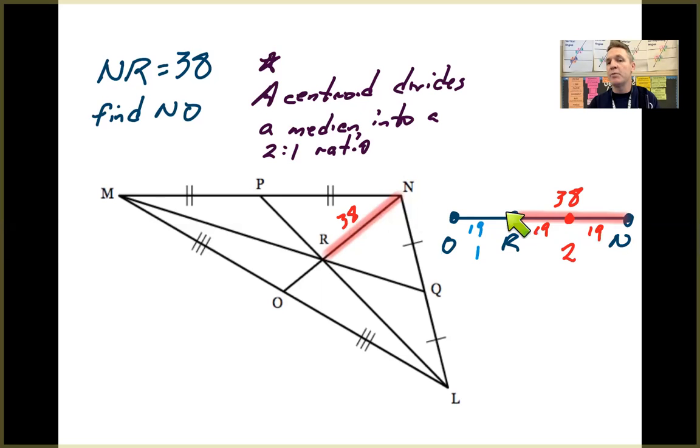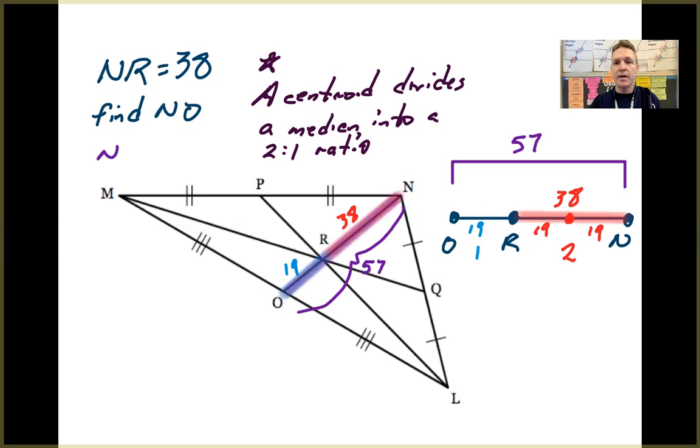So we have 3 parts in all. So 2 parts to 1. What does the entire line segment, NO, have to equal? Well, if that's 19, then the whole thing has to be 57. So the entire line segment is 57.